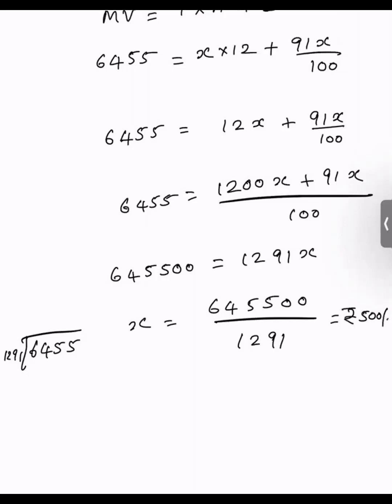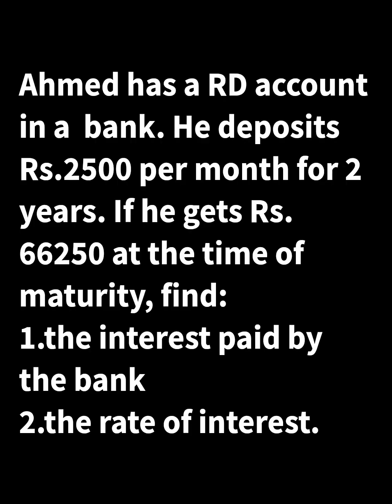So we found it out. Next, Ahmed has a recurring deposit account in a bank. He deposits rupees 2,500 per month for 2 years. If he gets rupees 66,250 at the time of maturity, find the interest paid by the bank. Secondly, you need to calculate the rate of interest. So two things you need to calculate. One is the interest paid by the bank. Second thing, the rate of interest.